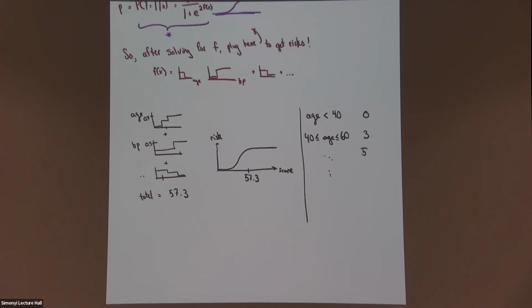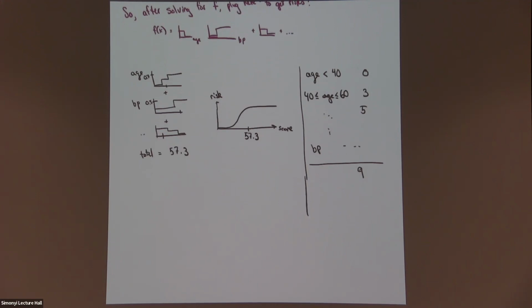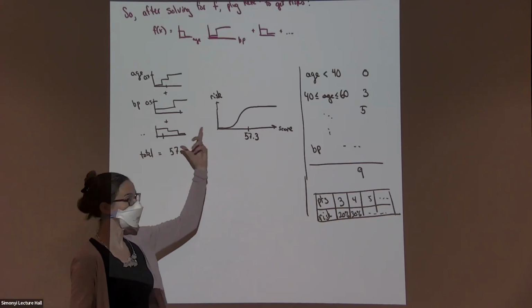And you have points for blood pressure, and you have a total number of points, like 9 points, or whatever your total is. And then you have an actual conversion table: this is the number of points, and this is your risk estimate. This is called a risk score, by the way, when everything is integers. So the points are like 3, 4, 5, up to whatever, and your risk is like 20%, 30%, and so on. So the doctors can just look up the numbers in the table without having to look at any plots.